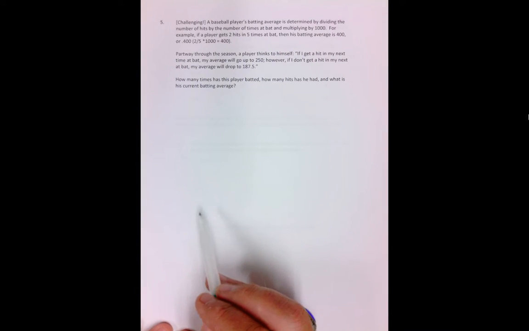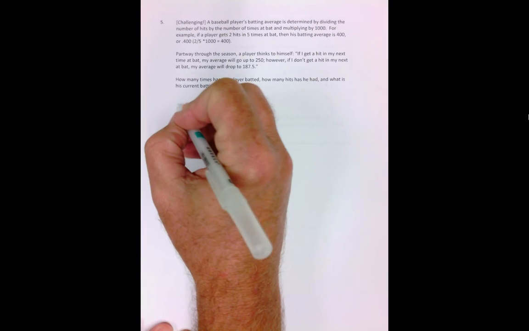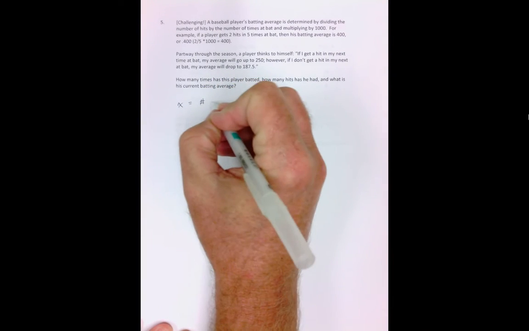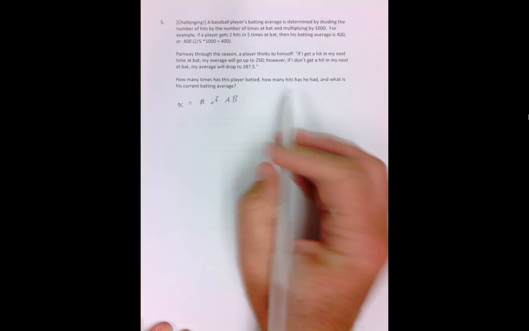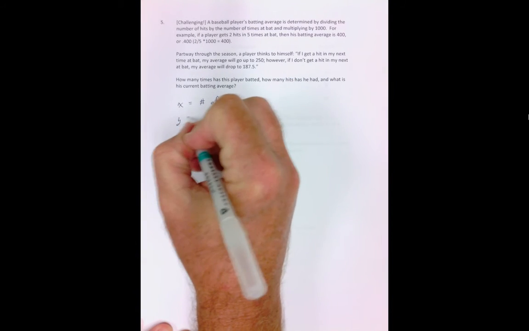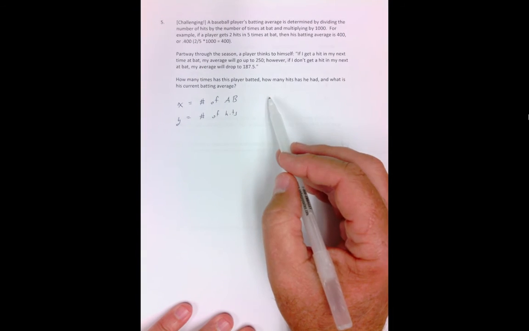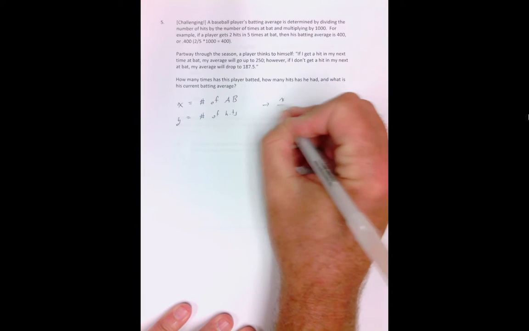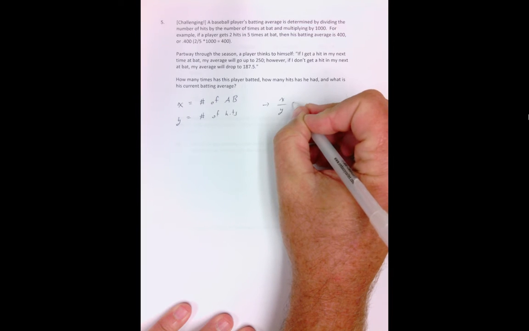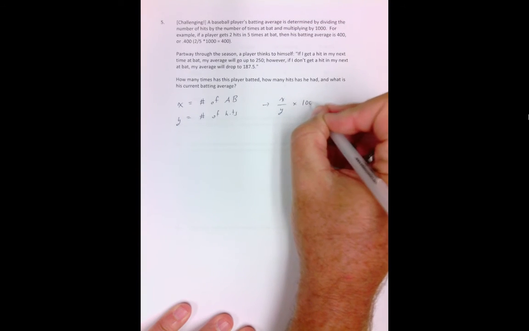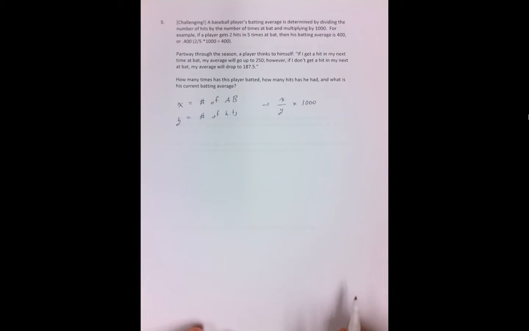Okay, well, what's going on here? Let's start defining some variables. How many times has the player batted? Let X be the current number of at-bats. How many hits has he had? Let Y be his number of hits. What's his current batting average? Well, his current batting average would be X divided by Y times 1,000. And we'll come back to that in just a second.